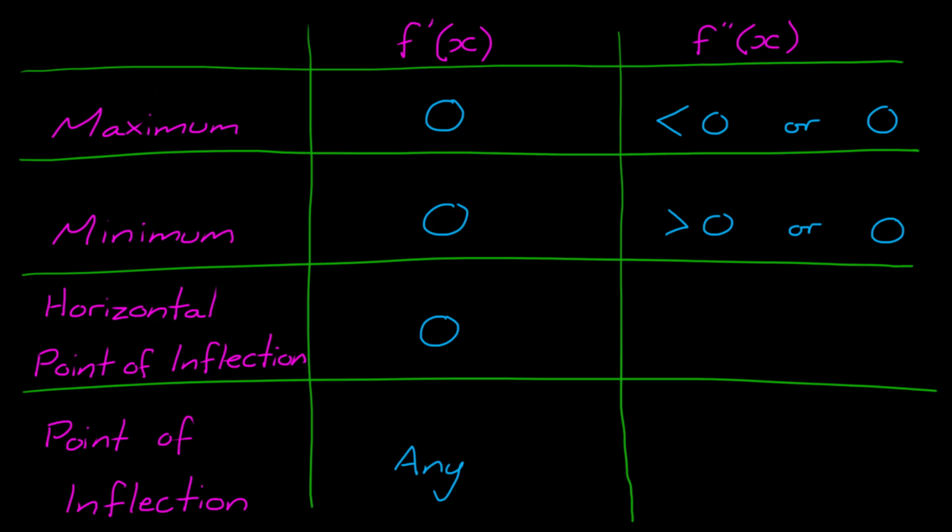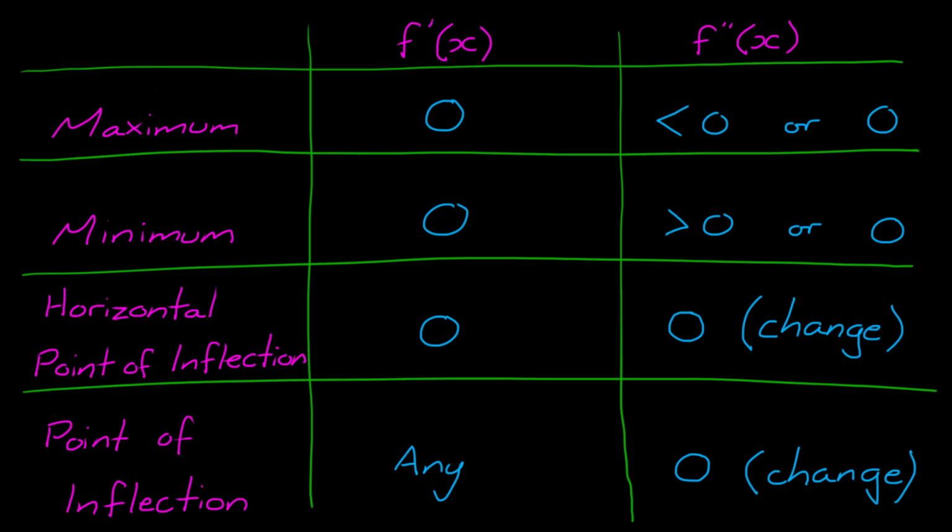For a horizontal point of inflection, and indeed for any point of inflection, the second derivative will always have to be 0. However, there's more to it than that. We know that at a point of inflection, the concavity must change. The sign of the second derivative has to go from negative to positive or vice versa. Together, this gives us enough information to identify any particular type of point on a function.